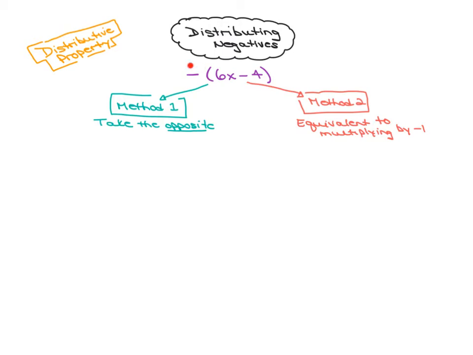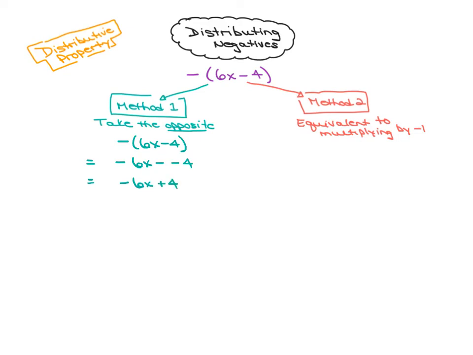The first one is really considering this negative as saying take the opposite. What are we going to take the opposite of? We're going to take the opposite of both of the terms that are inside the parentheses. So we can come down here. The opposite of 6x minus 4 is the same as saying I want the opposite of 6x minus the opposite of 4. And then to further simplify that, we have double signs. So it's negative 6x plus 4.